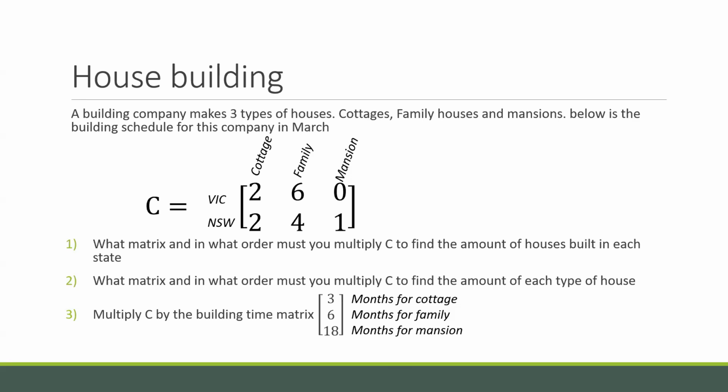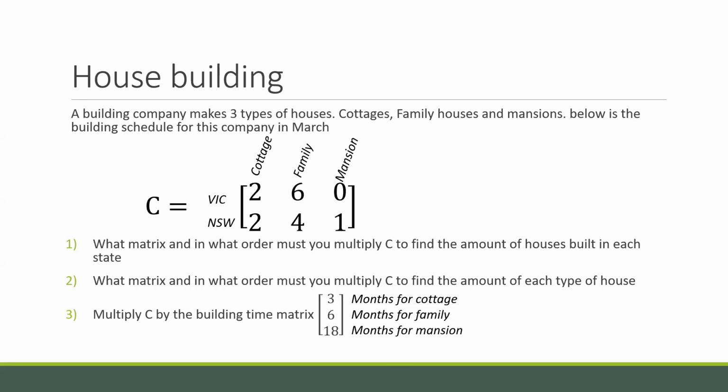Let's do the house first. So we've got this building house company, the same idea as we were talking about. A building company makes 2 types of houses: cottages, family houses, and mansions. Below is the schedule for the company in March. In March, they built 2 cottages in Victoria, 6 family homes in Victoria, and no mansions, whereas in New South Wales, they built 2 cottages, 4 family homes, and 1 mansion.